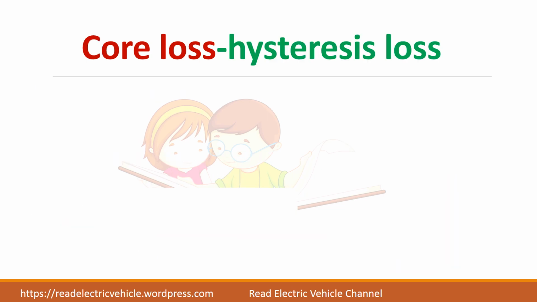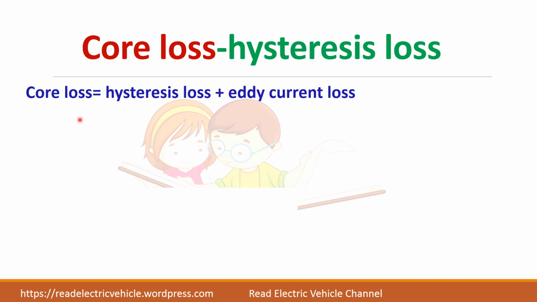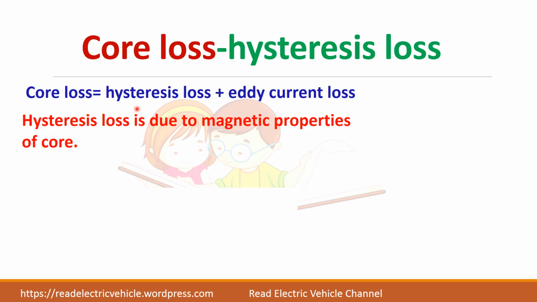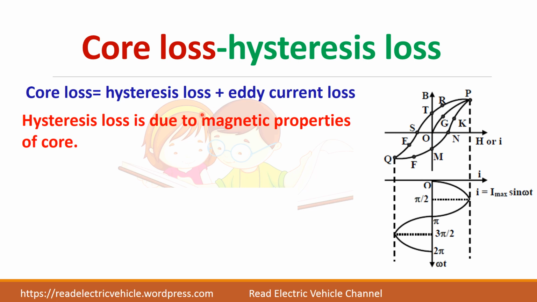First, let us see about the hysteresis loss. So core loss is hysteresis loss plus eddy current loss, and here we are going to see about hysteresis loss. The term hysteresis, we know it is due to the magnetic property of the core. That is, when you apply an AC voltage, the core will be subjected to magnetization and demagnetization in every cycle. That is, you are giving a sinusoidal current.